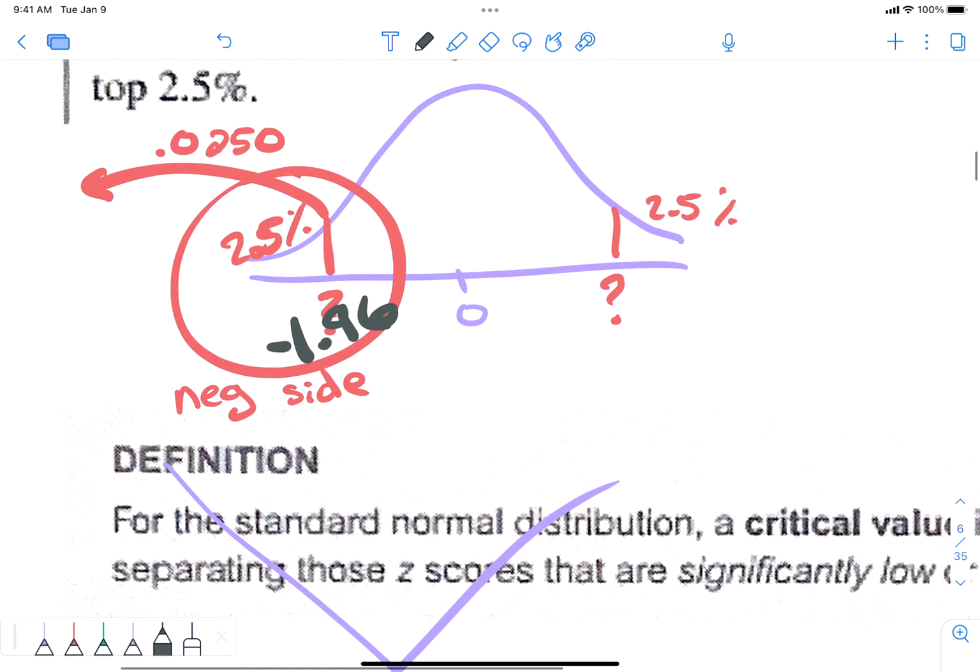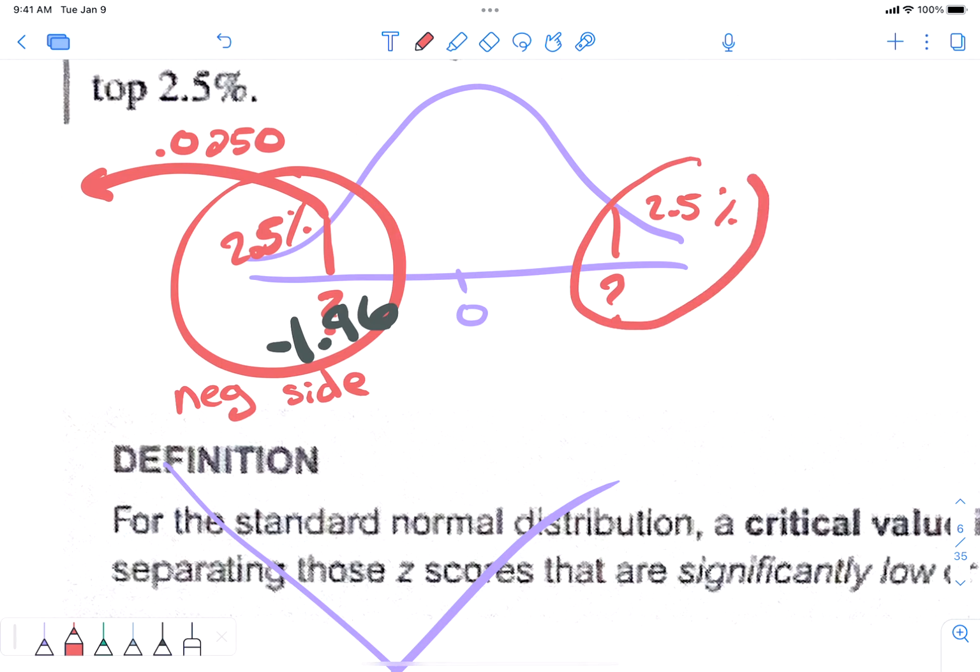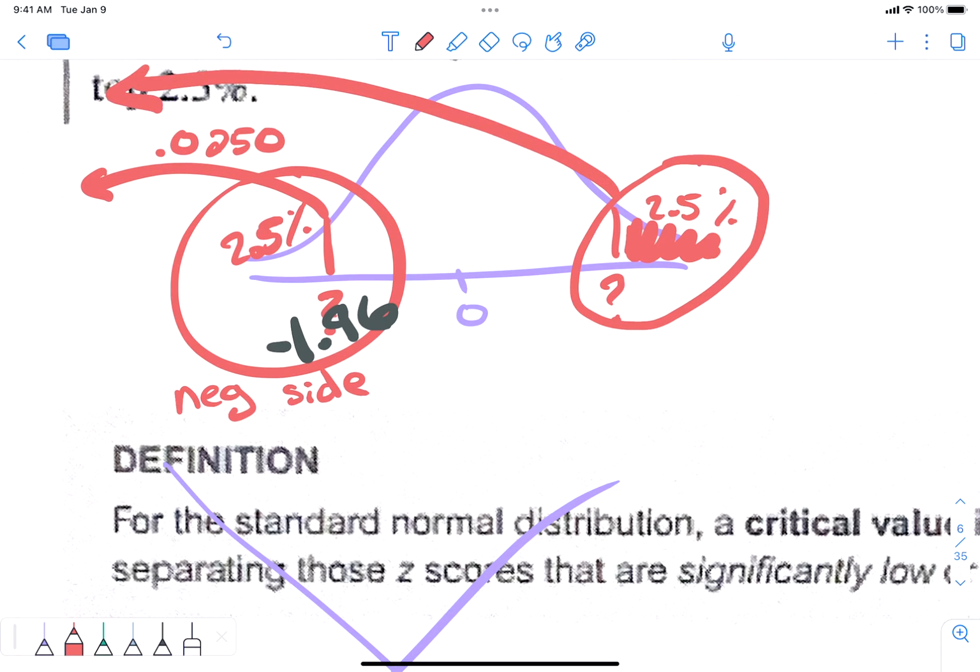Now we want to find the z-score for the top one, the top 2.5%. So here's the tricky part. They are saying 2.5% are above you, but the table only reads to the left. So what percentage would you be looking up if you're looking at everything to the left? 97.5%, or 0.9750. That's what you're looking at, yeah? Do you see why it's 97.5% and not 2.5%?